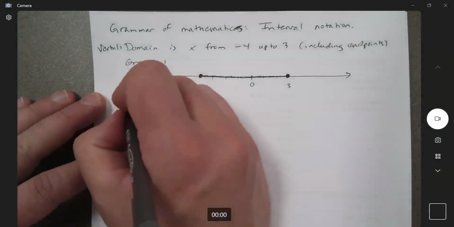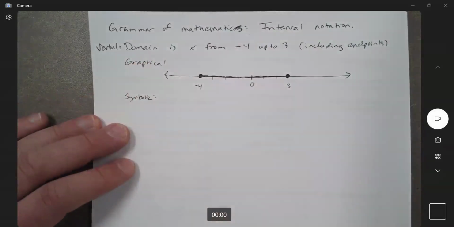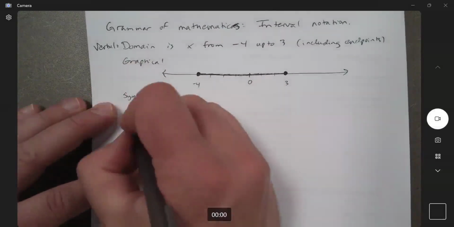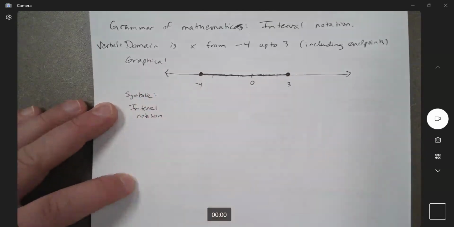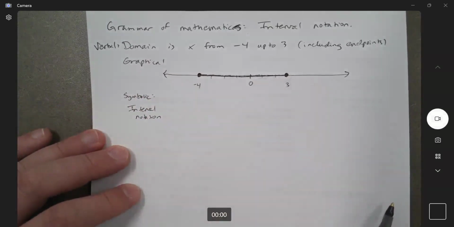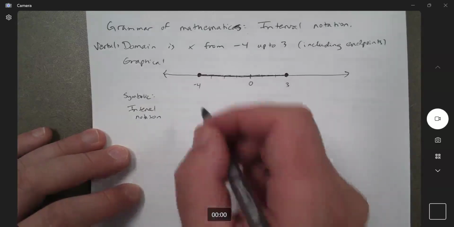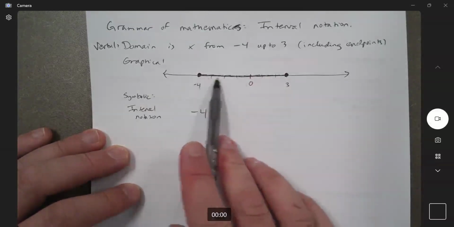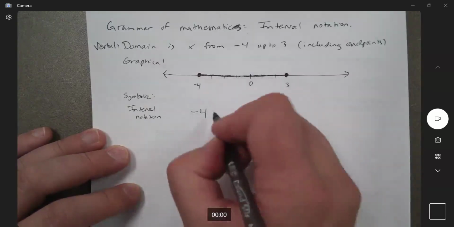And then symbolic. There are actually two ways to represent this interval in symbolic form. Interval notation I find to be the simpler. I look at my interval and I say, what's the smallest important point on here? -4. What's the biggest important point on here? 3. Do I get to include everything between those? It's all shaded, so yes. All right, so I'll just put a comma.